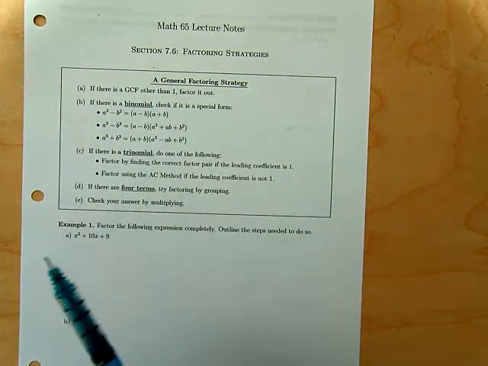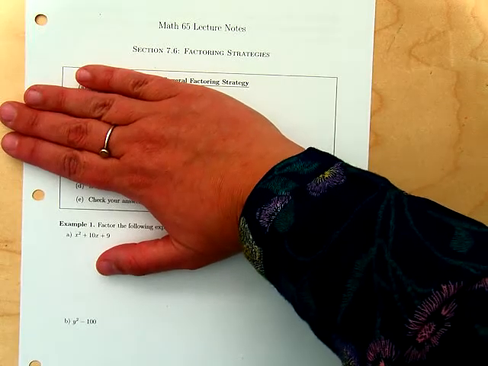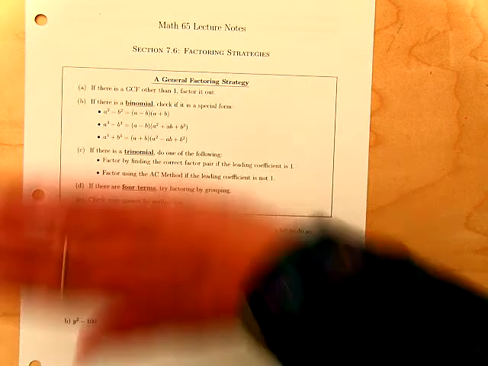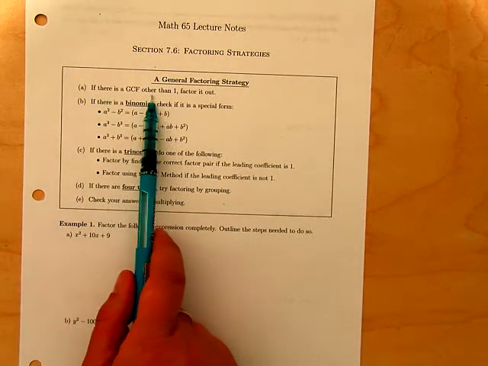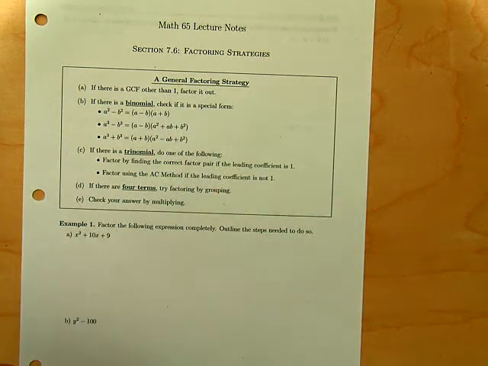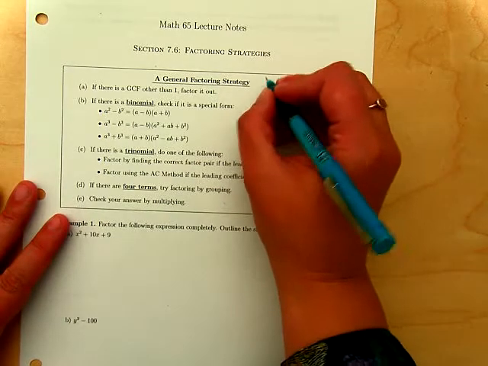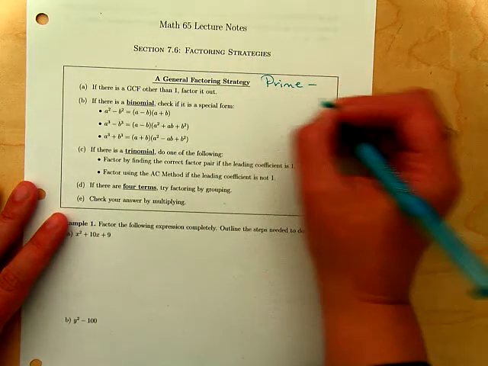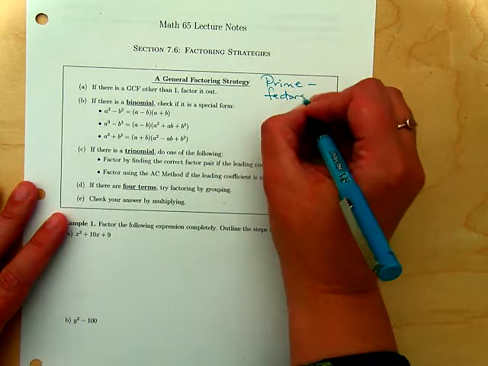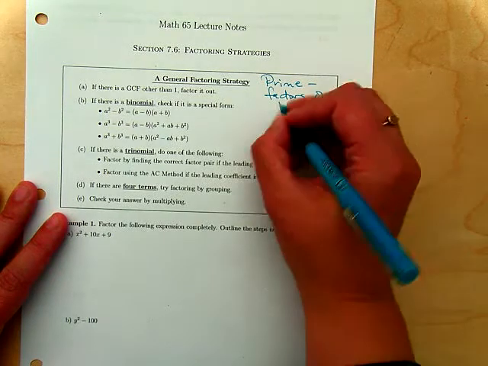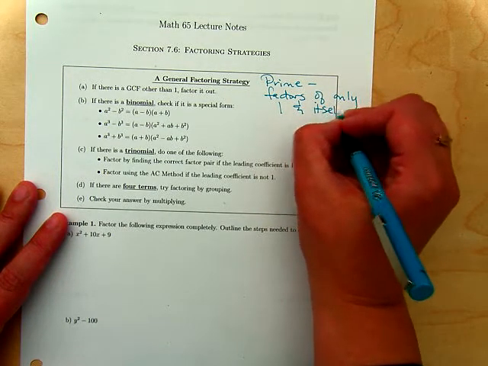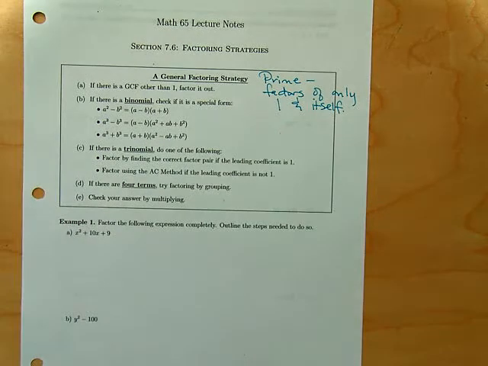General factoring strategies. What's the number one rule of factoring, you guys? Oh, look, you knew it. If there's a GCF other than 1, factor it out, right? The word prime in general just means that there are factors of only 1 and itself. That's the definition of prime. So it doesn't do us any favors to factor out 1. It's not going to change the value at all. It's going to be exactly the same.